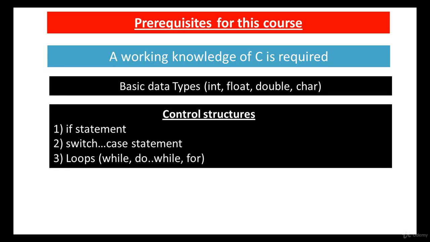Next, you should be well versed in the control structures, that is if statement, switch case statement. As you know, if and switch case statements are used for decision making. Then you should be well versed in loops. As you know, there are three types of loops: while, do while and for. All these control structures are used in Java in the same manner as in C.